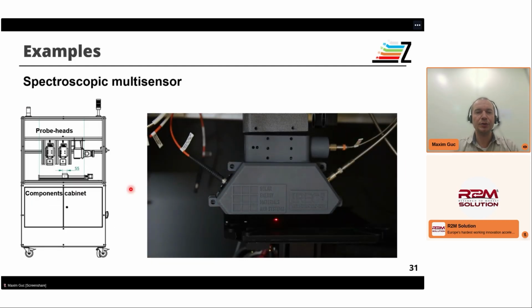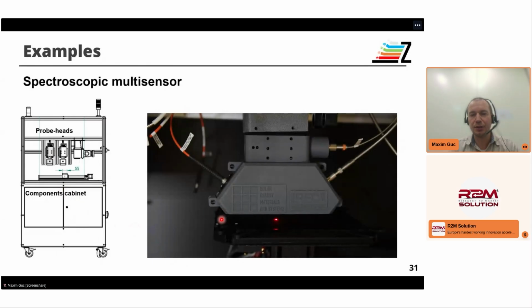And how are we integrating these spectroscopic multi-sensors, as you saw in the previous image? There is a probe head, which is a separate part of the sensor that is connected with optical fibers to the components, and this components box can be really far from the probe head. So we have a specific space, the components cabinet, where we are placing all the components related to the excitation and collection of the light. So we are quite flexible in how to integrate the sensors in the production process.